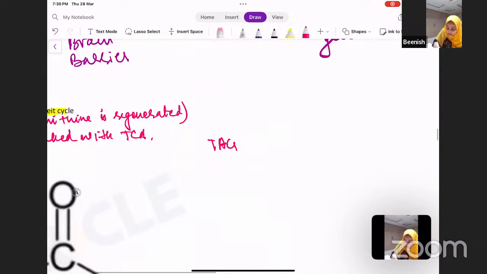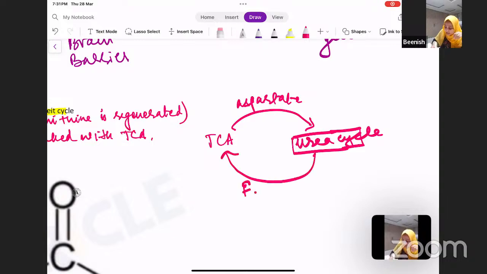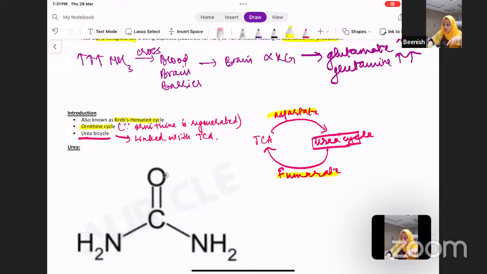We'll see as we proceed that in TCA, what is formed? Aspartate is formed. And that aspartate which is formed in TCA enters into the urea cycle. And in the urea cycle, what is formed? Fumarate is formed. And that fumarate which is formed in the urea cycle enters TCA. So this is how your TCA and urea cycle are linked together, and thus it is also known as urea bicycle.